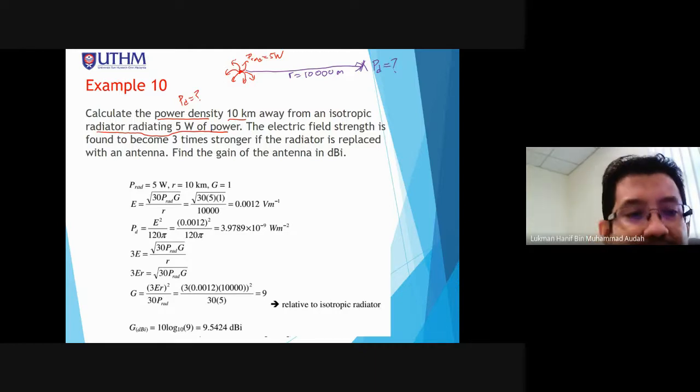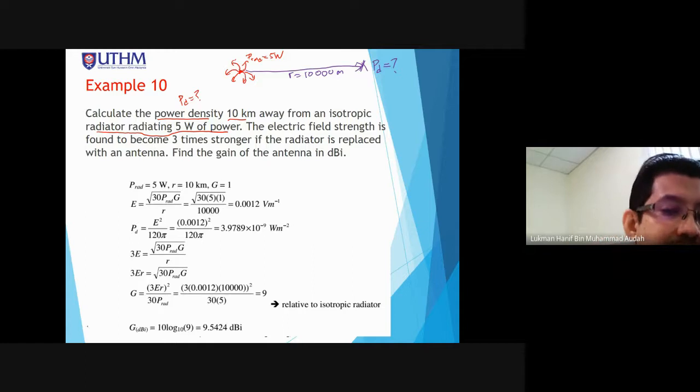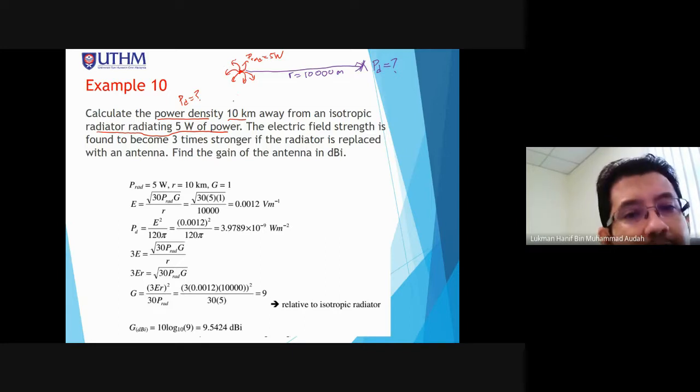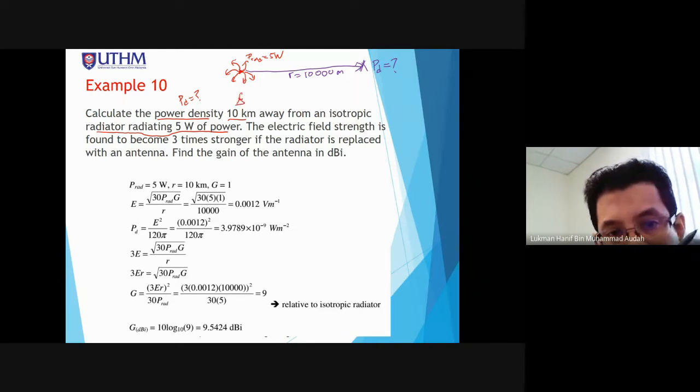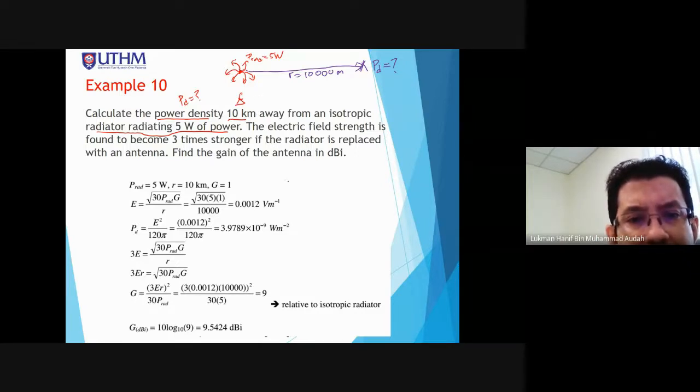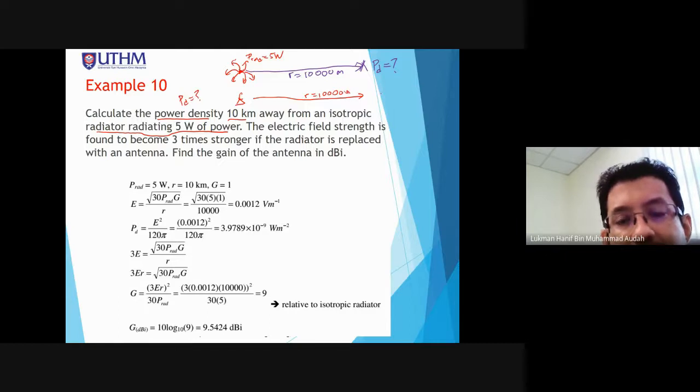Okay, the electric field strength is found to become 3 times stronger if the radiator is replaced with an antenna. Find the gain of the antenna in dBi. Nah, ini soalan seterusnya. Mula-mula dia tanya berapakah power density yang dihasilkan oleh isotropic radiator. Itu soalan yang pertama. Soalan kedua, dia tanya kalau kita tukar isotropic radiator ini kepada real antenna, kemudian dikatakan di sini bahawa pada jarak yang sama R equal to 10,000 meter, kita boleh mencapai E field 3 kali ganda berbanding dengan E field yang dihasilkan oleh isotropic radiator.